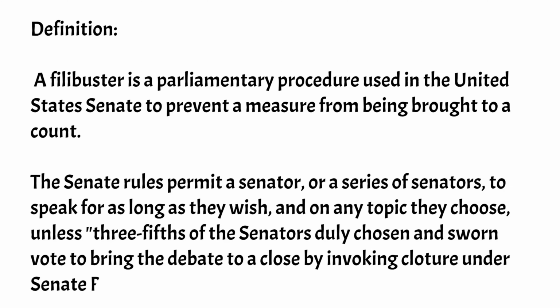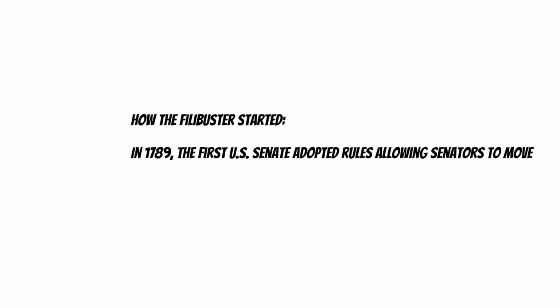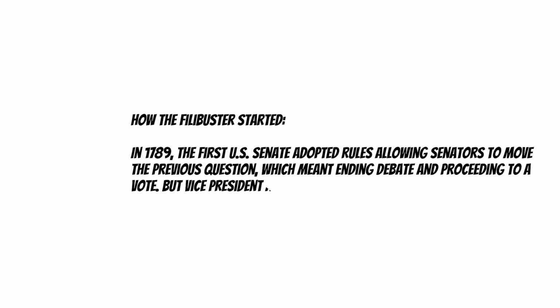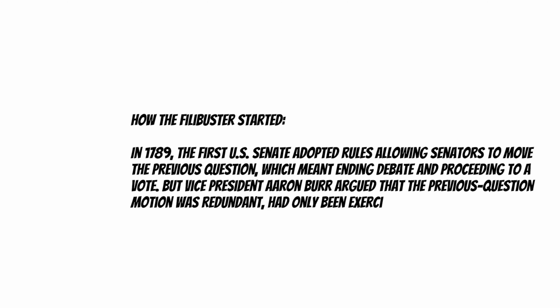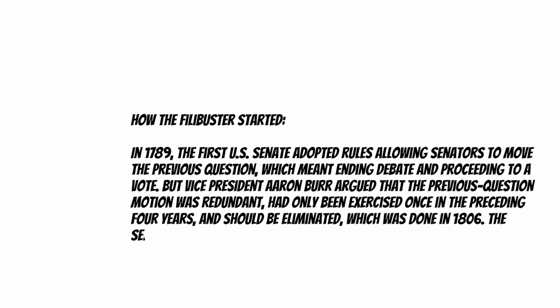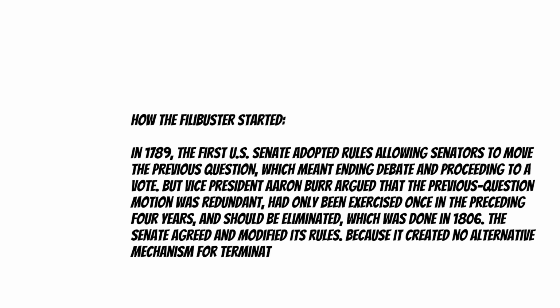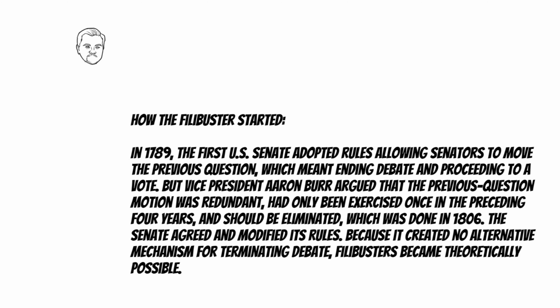In 1789, the first Senate adopted rules allowing senators to move the previous question, which meant ending debate and proceeding to a vote. But Vice President Aaron Burr argued that the previous question motion was redundant, had only been exercised once in the preceding 4 years, and should be eliminated, which was done in 1806. The Senate agreed and modified its rules because it created no alternative mechanism for terminating debate.